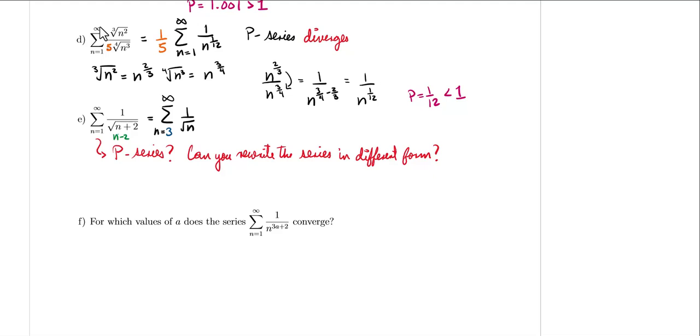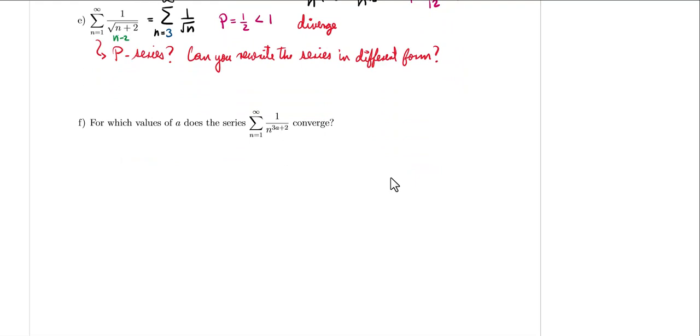Alright, so with that said, we do get to see here that it is now a p-series with a p-value of 1/2, which is less than 1. So this particular series will diverge. Okay, alrighty. So with that said, let's take a look at one more problem here. I would say it's a little bit easier than the one that we just did.